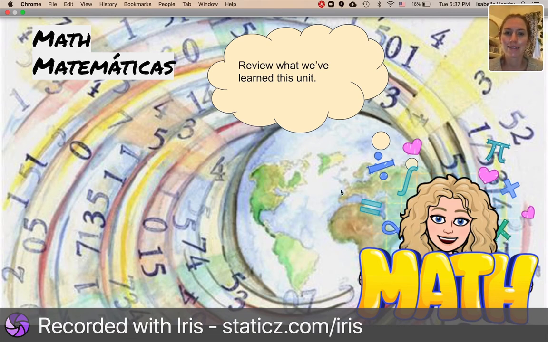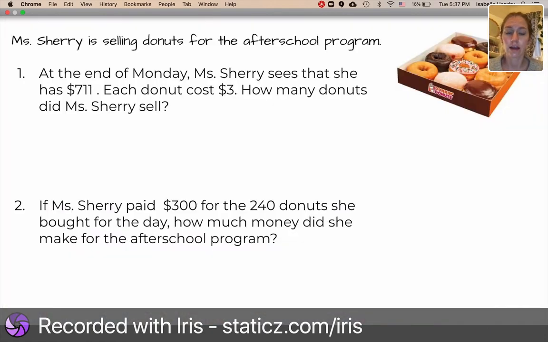Hi, mathematicians. Today we are going to review what we've learned this unit. So we're on our same problem about Miss Sherry, and today we have two more problems about this big situation. Number one, at the end of Monday, Miss Sherry sees that she has $711. Each donut costs $3. How many donuts did Miss Sherry sell?